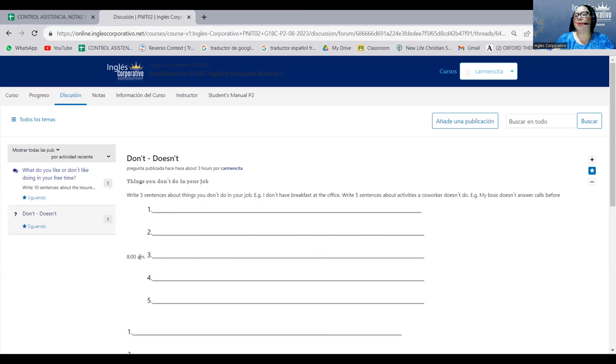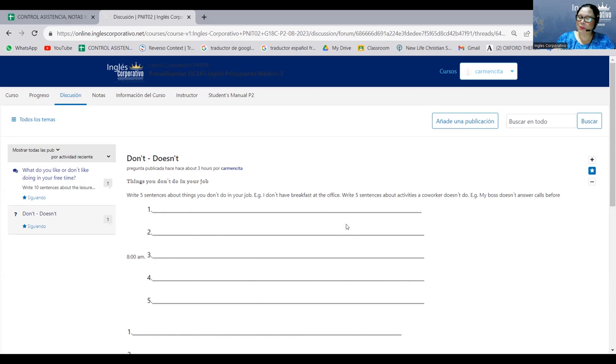Se movió hasta acá, pero es el formato de la plataforma que me lo movió. Okay. Para completar esta oración es este 8 a.m. Esto no tiene nada que ver con del 1 al 5. Este del 1 al 5 es donde usted haría sus primeras 5 oraciones, que son de cosas que usted no hace en el trabajo. Un ejemplo es, I don't have breakfast at the office. I don't use the microwave, for example. I don't sleep in my job. Yeah, that's correct. I don't take a shower in my job, right?